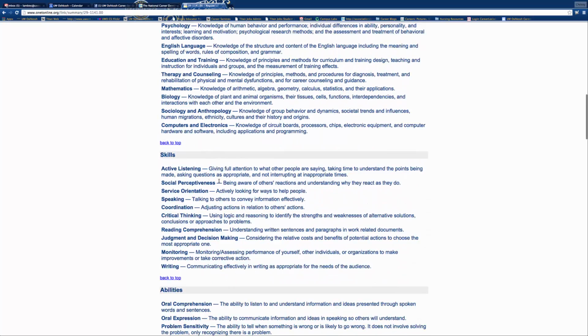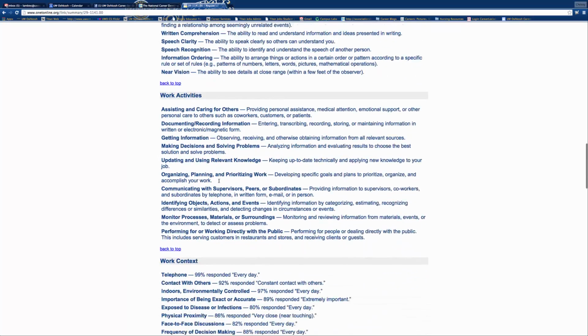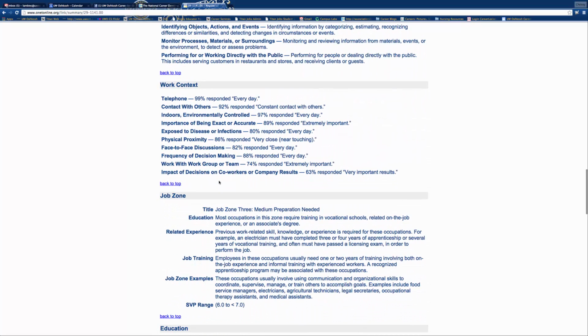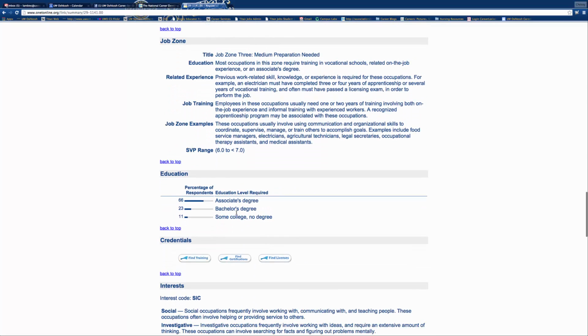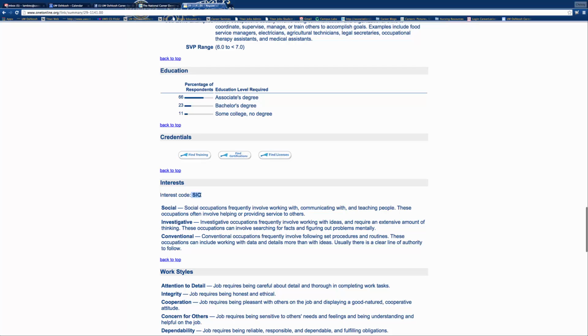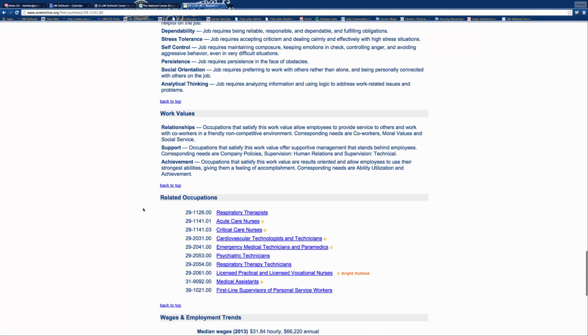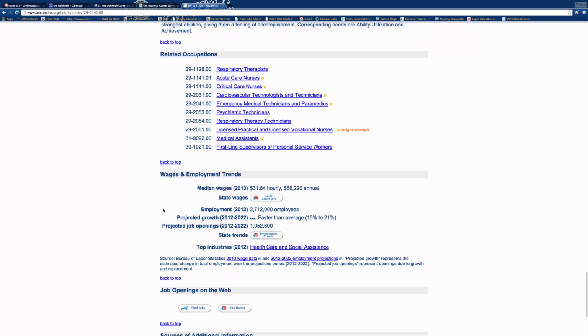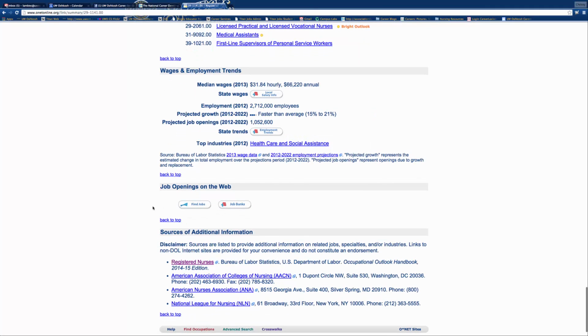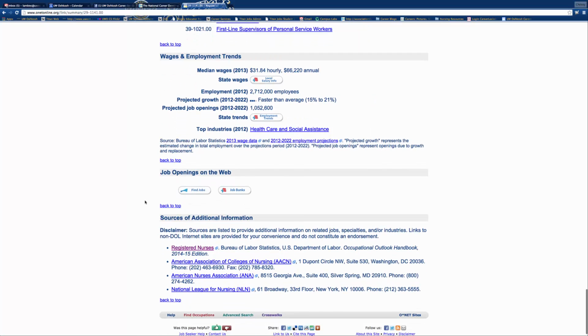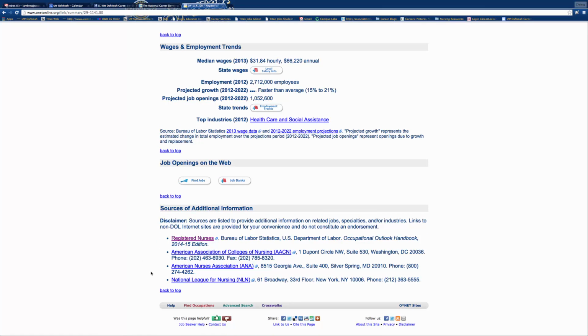So talking about the knowledge, skills, abilities, work activities, so a lot of the keywords that are going to be important to this particular opportunity. The education, if you knew about Holland Code, this would be those Holland letters. So social, investigative, and conventional tend to be the codes that work really well for nurses here. Work styles, work values, and then related occupations. Again, you're given information about the wages and the trends. Also, some job banks that they can connect to. And then alternative ways to get information. So some of those professional organizations again.